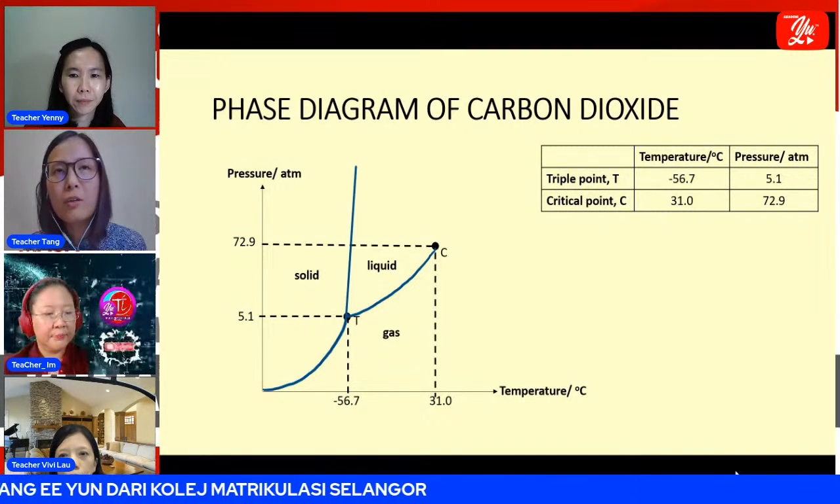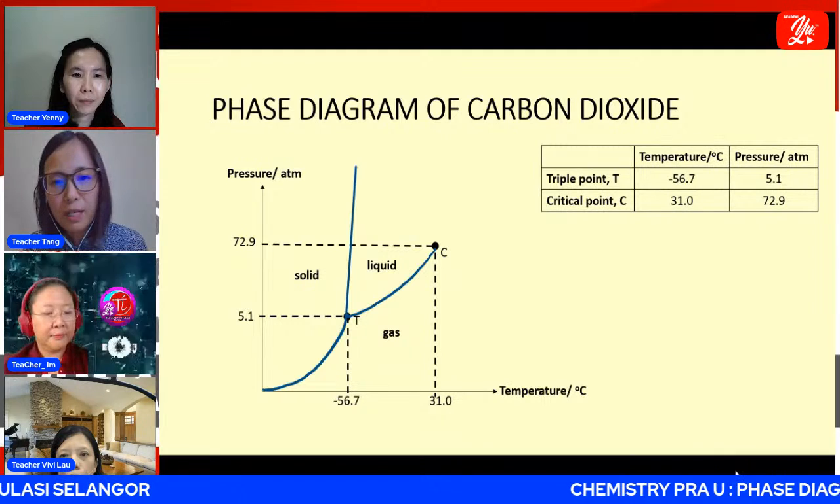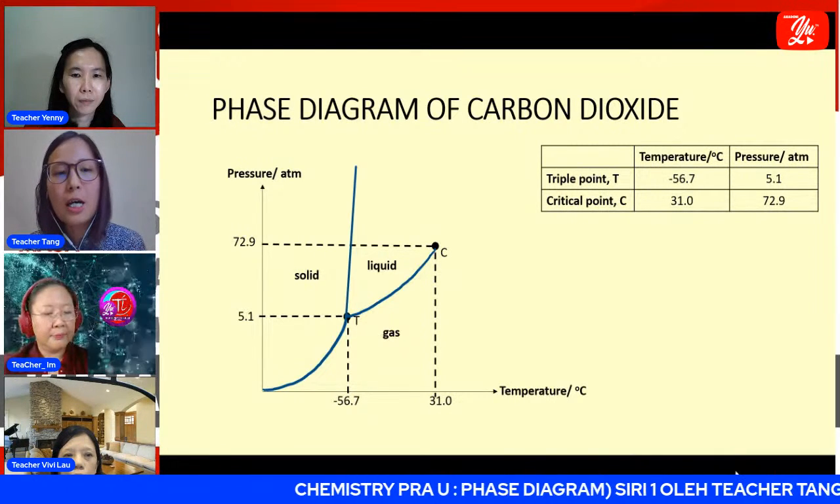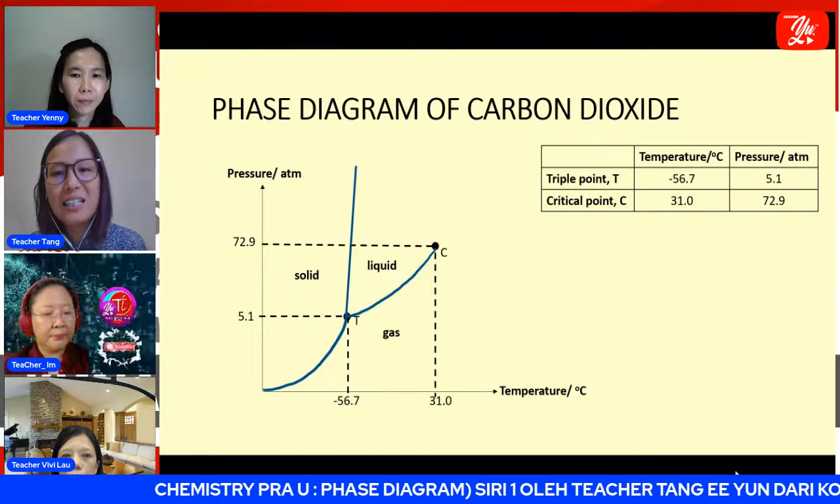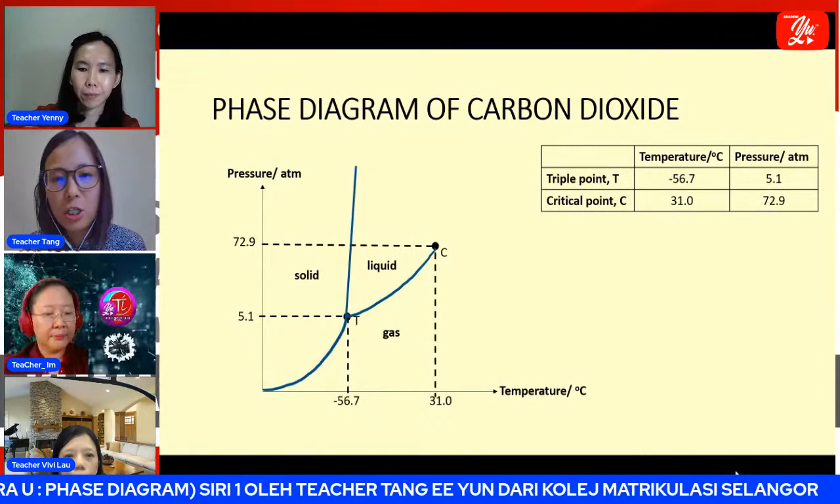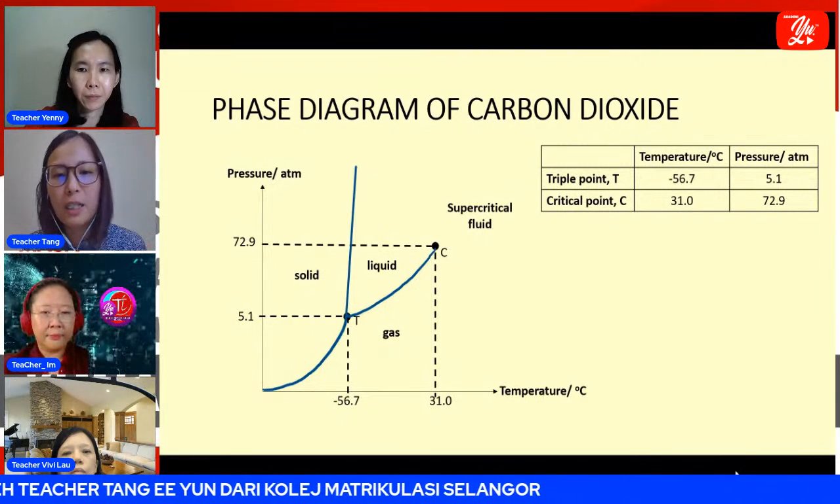Supercritical fluid region refers to the region where the temperature and the pressure are higher than the critical point temperature and pressure. So where is the region? This is the region for supercritical fluid.